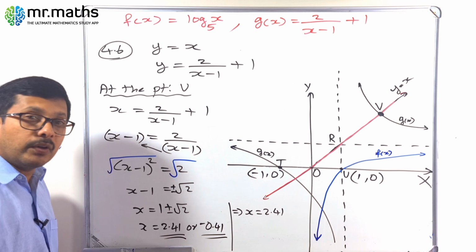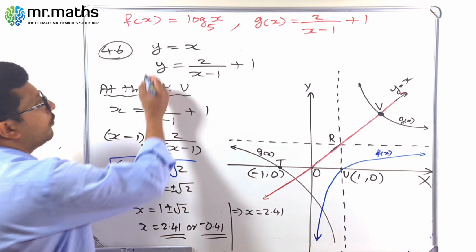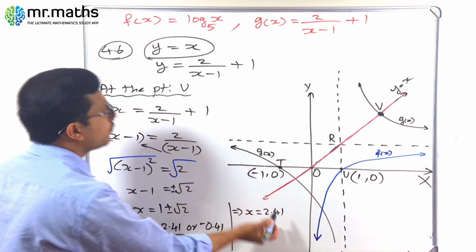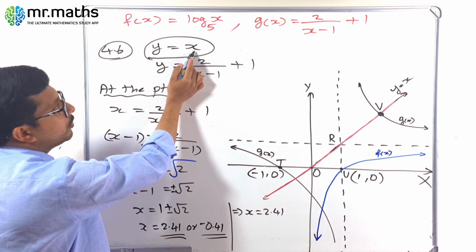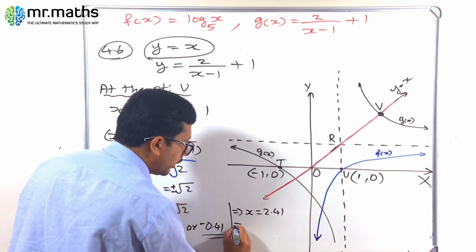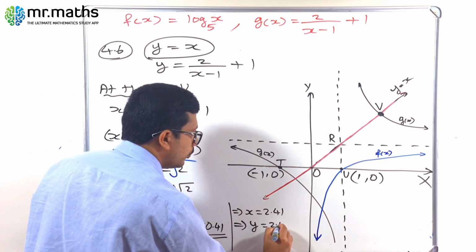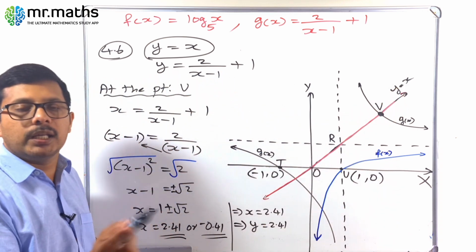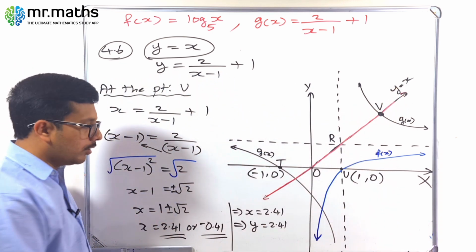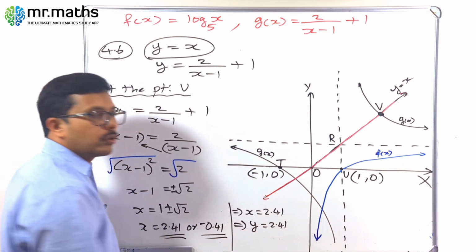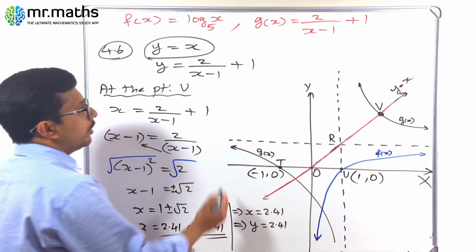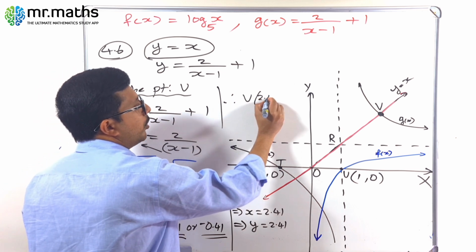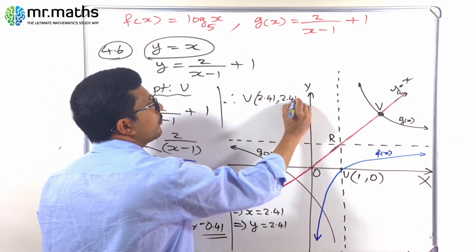Now how can you find the y value? I can say that the y value is also 2.41 because one equation is y is equal to x. What is the x value? 2.41. So what is the y value? y is equal to 2.41. It implies that y is also 2.41 because at that point y is equal to x, both y and x are equal. That is the meaning. So if x is 2.41, y is also 2.41. Therefore the coordinate of V is 2.41 comma 2.41.